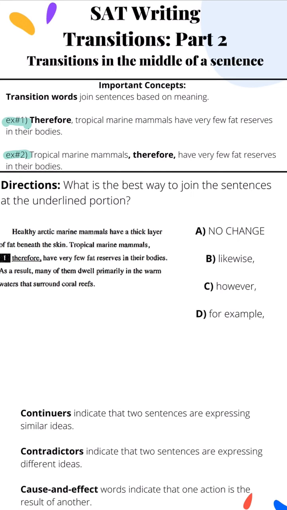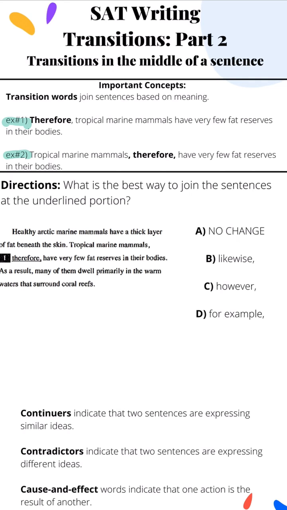Healthy Arctic marine mammals have a thick layer of fat beneath the skin. Tropical marine mammals, therefore, have very few fat reserves in their bodies. As a result, many of them dwell primarily in the warm waters that surround coral reefs. So we have to understand the context of this entire paragraph in order to choose the correct transition word.